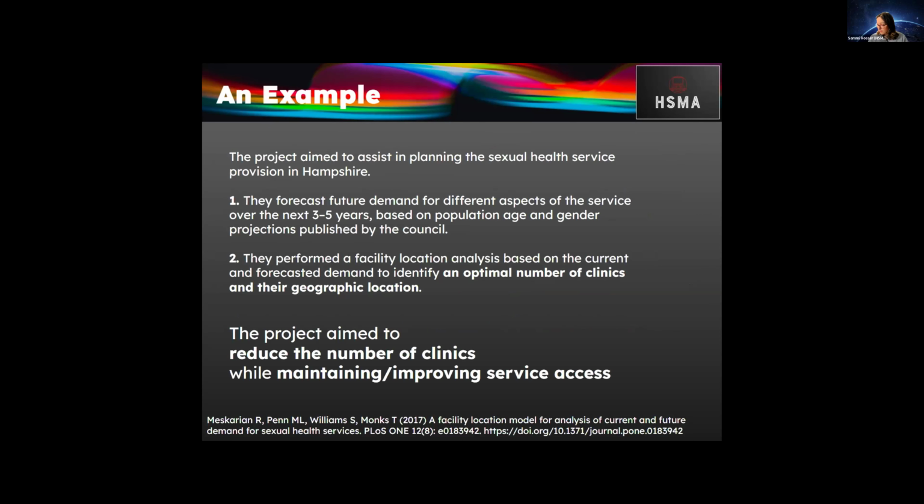So I'm going to take you through a real world example quickly. The project aimed, in this case, to assist in planning sexual health services in Hampshire. This was done by a couple of people, including one person from our Pencord team. This work has inspired some of the code that you will be seeing today. This project was looking at sexual health service provision in Hampshire. They were forecasting future demand for different parts of the service over the next 3 to 5 years. So this was the first stage of the project.